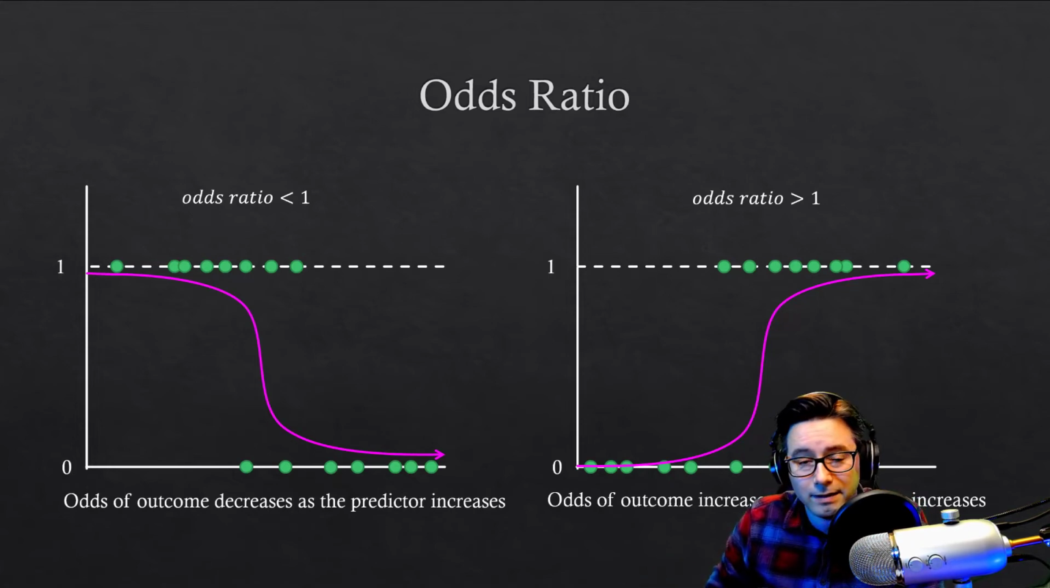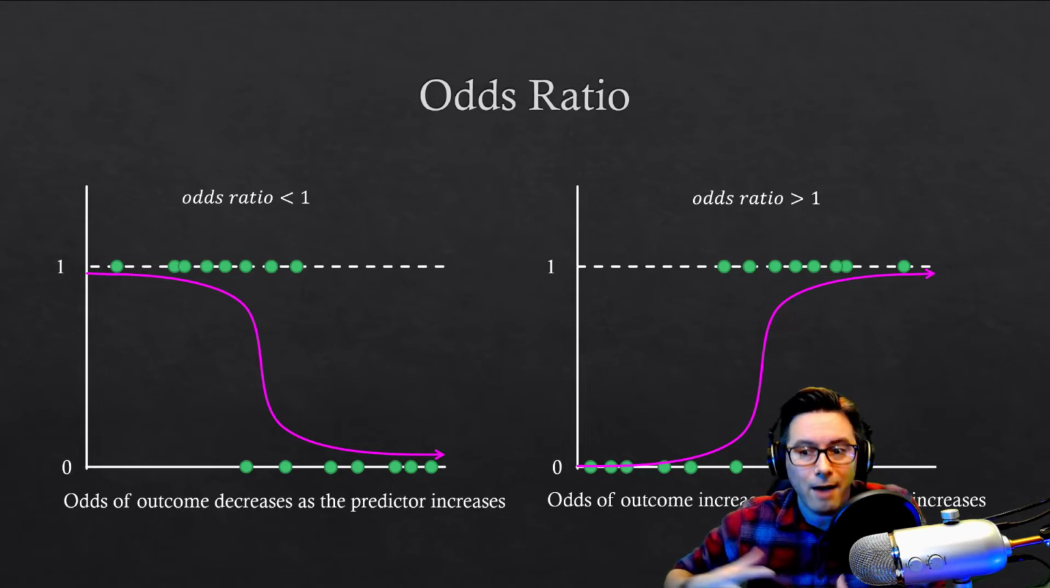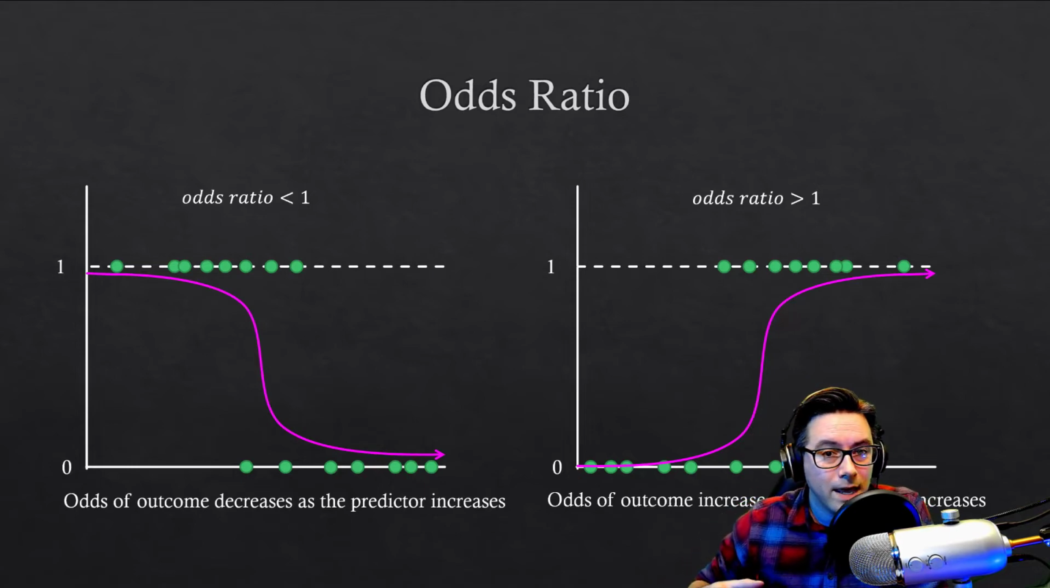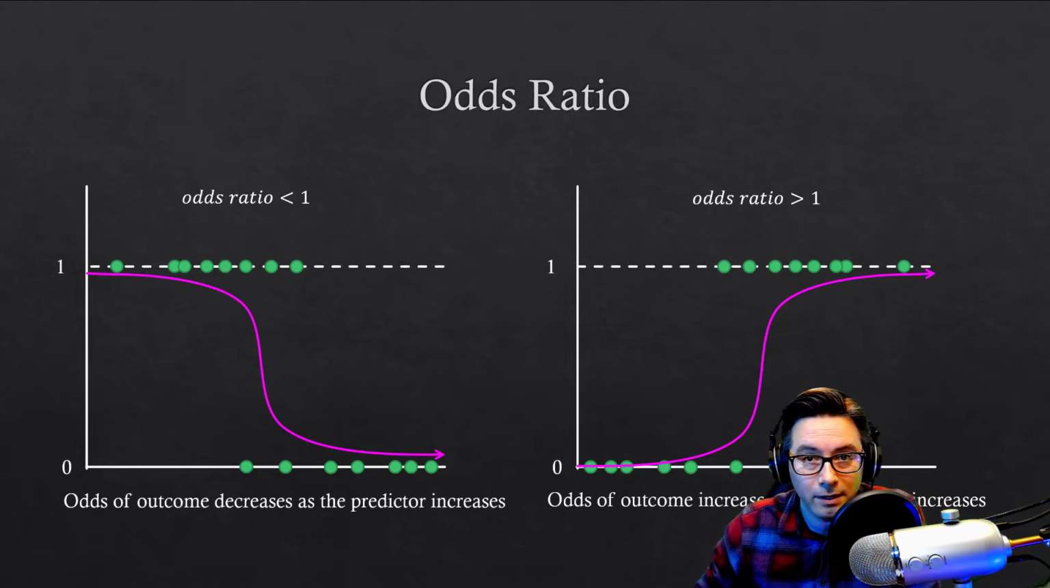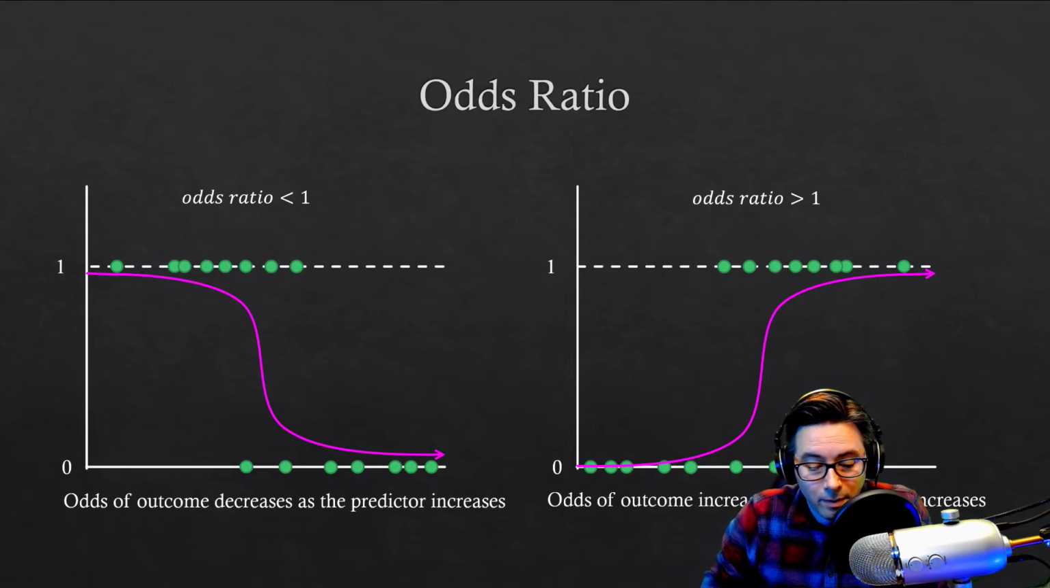The other thing is that the odds ratio helps us determine the effect size. So it's like, how much does it increase the likelihood, or how much does it decrease the likelihood that something is going to happen based upon this predictor? Okay.